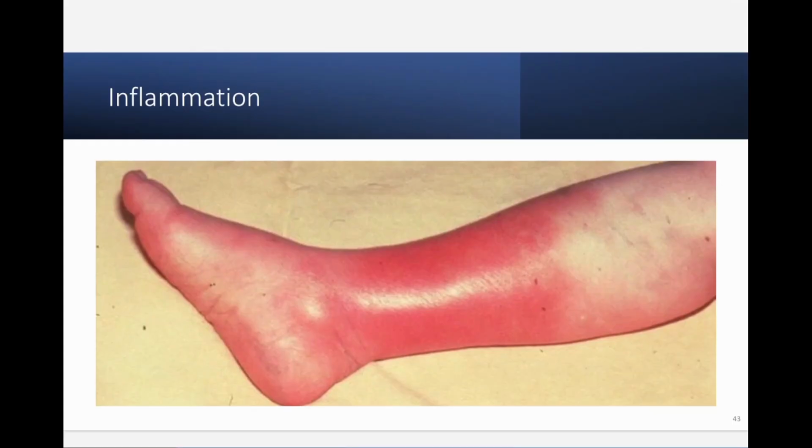Okay, moving on to inflammation. Yes? For the chemical causes of direct and indirect injury, is it important for us to know the examples here? No, not for right now. But as you get through different classes, they're going to refer back to these types of processes. They're not going to go into detail about it because we're learning about it here. Okay, moving on to inflammation.